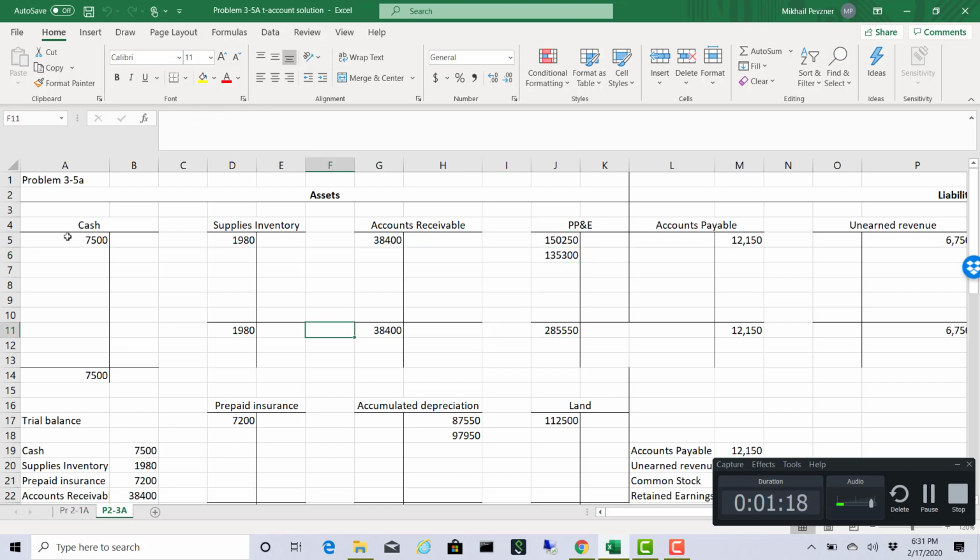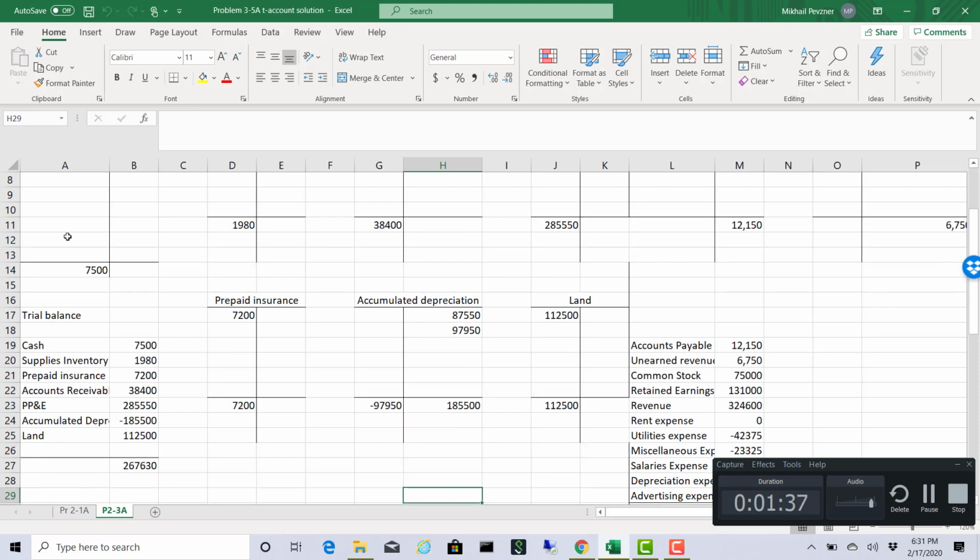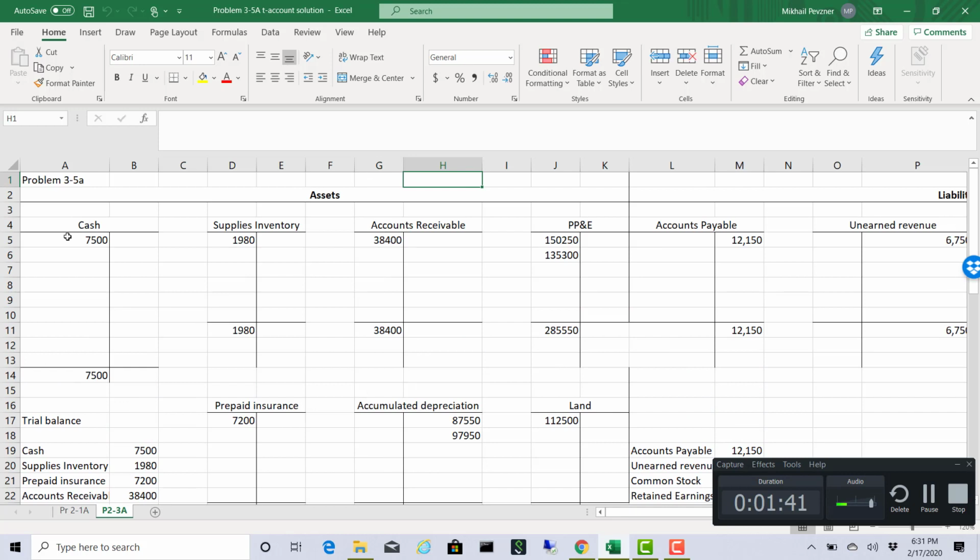Then I have accumulated depreciation. There is no accumulated depreciation on land because we don't depreciate land. It has an indefinite useful life. But there is an accumulated depreciation on equipment and building. And again, I put it into a single account right here as a credit. See that? Then the rest are liabilities and equity accounts.